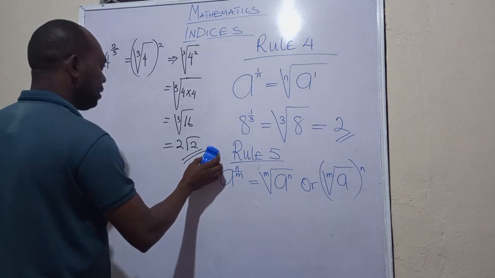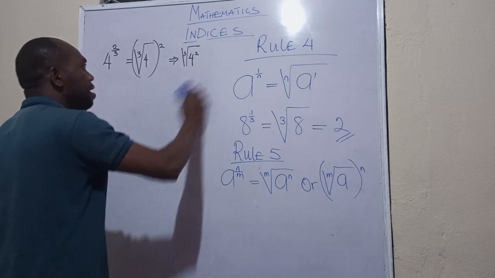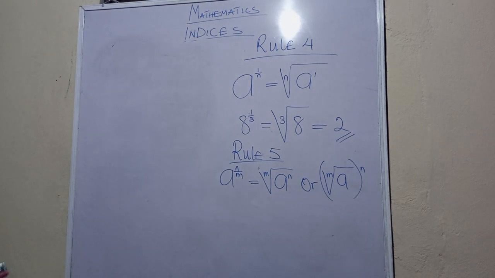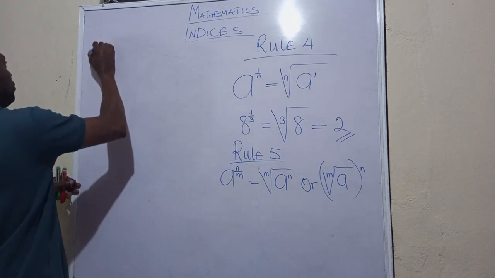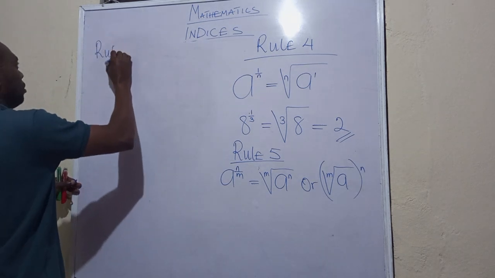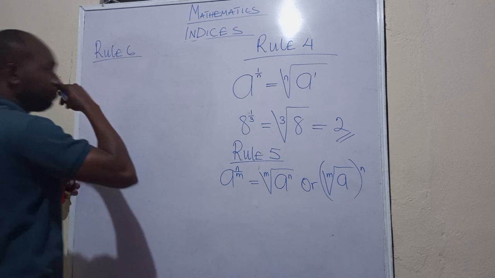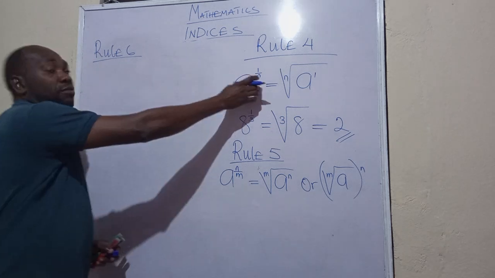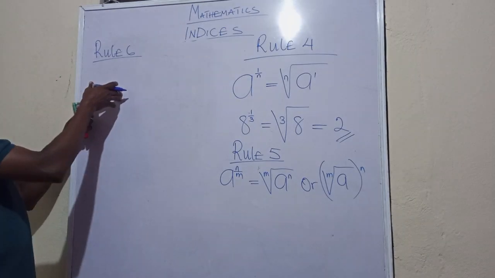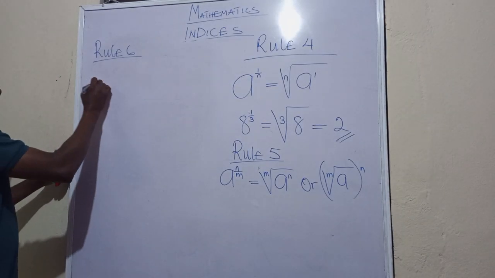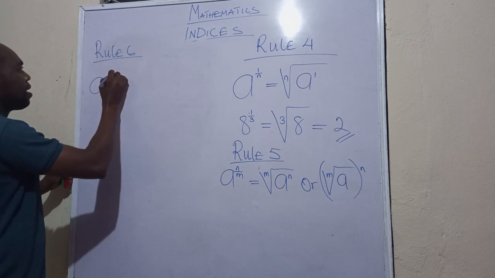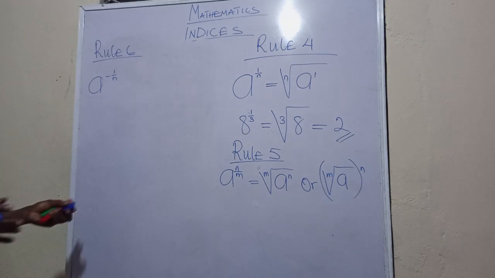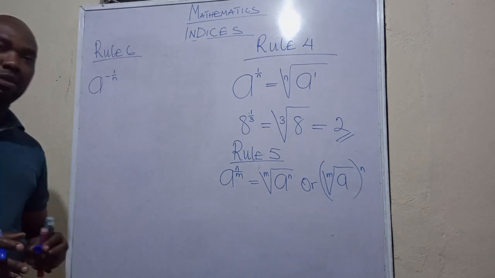Okay, I clean this. Now let's go to rule 6. Rule 6. Very, very important. Now, the similar value of this is related to rule 3. Now we have a raised to the power of minus 1 all over n. A raised to the power of minus 1 all over n.